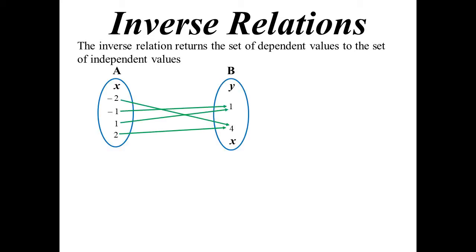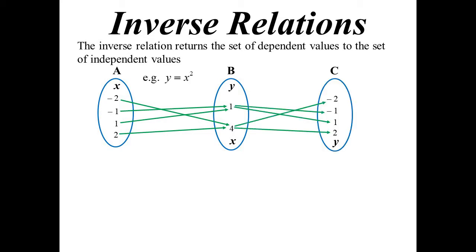So here we go, here's a set where x is going to y, so negative 2 is going to 4, minus 1 is going to 1, and so on. That would be y equals x squared. Now to get those back, I want the 1 to go back to either minus 1 or 1, and 4 goes back to either minus 2 or 2. Well, that would be y equals plus or minus the square root of x. Notice we're calling it an inverse relation, not a function. So A and C end up being equal sets.